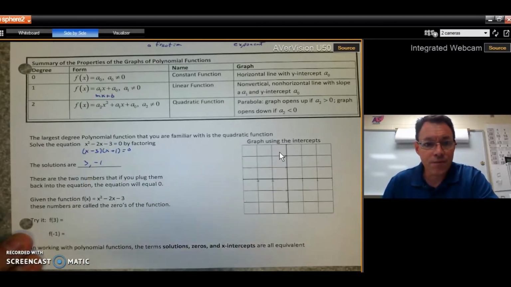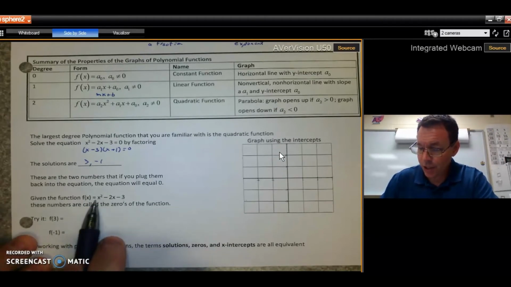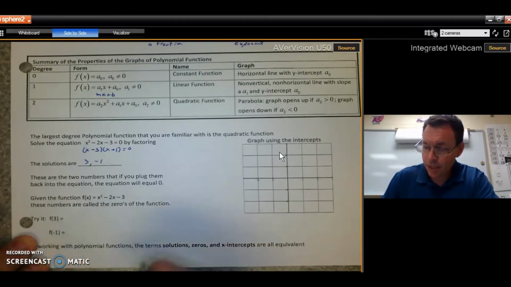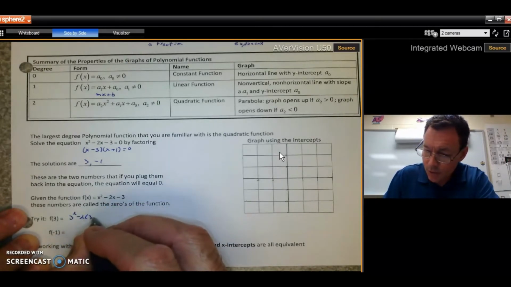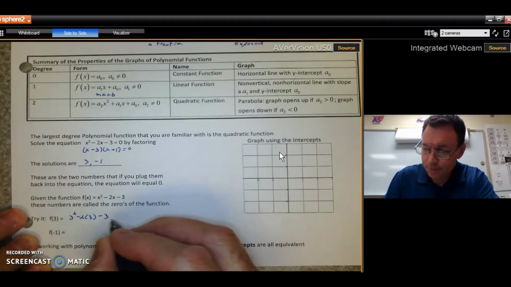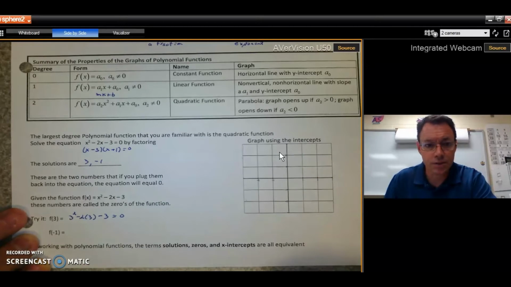Well, when you're talking about functions, those have a special name. The numbers that we plug in to get an answer of 0 are called the zeros of the function. And if I take this function and I put a 3 into this function, so 3 squared minus 2 times 3 minus 3, if you plug that in and simplify, you're going to get 0 as an answer.